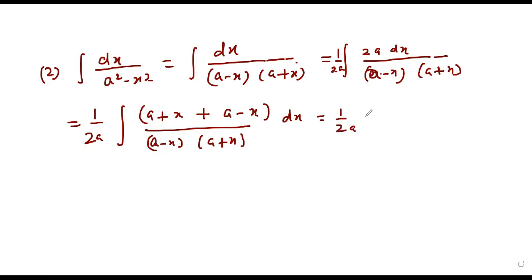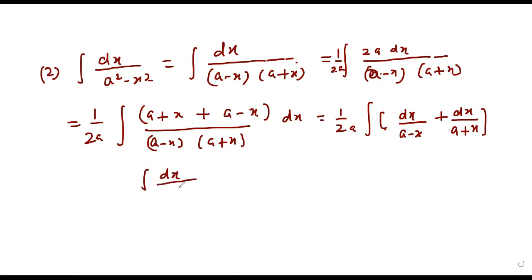So 1 upon 2a integration, we write the bracket here. So here it will become dx upon a minus x. And the second one will give dx upon a plus x. Now let's integrate these two terms separately.